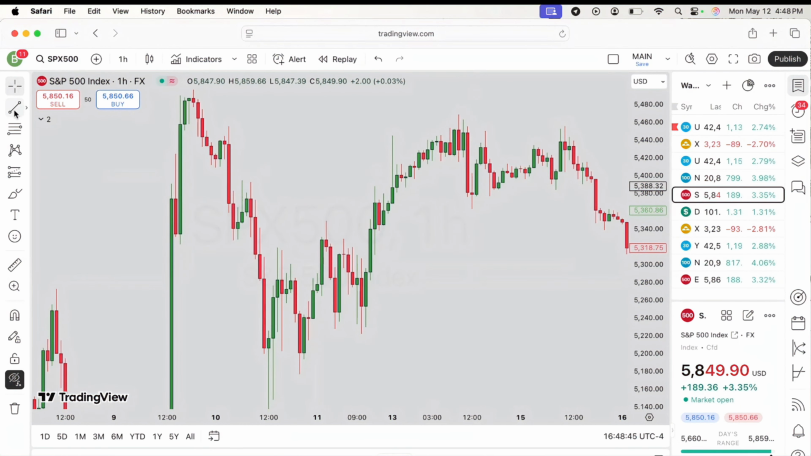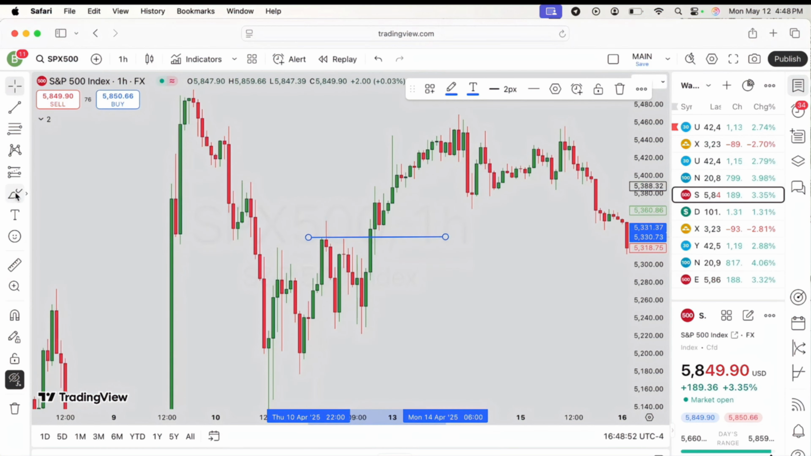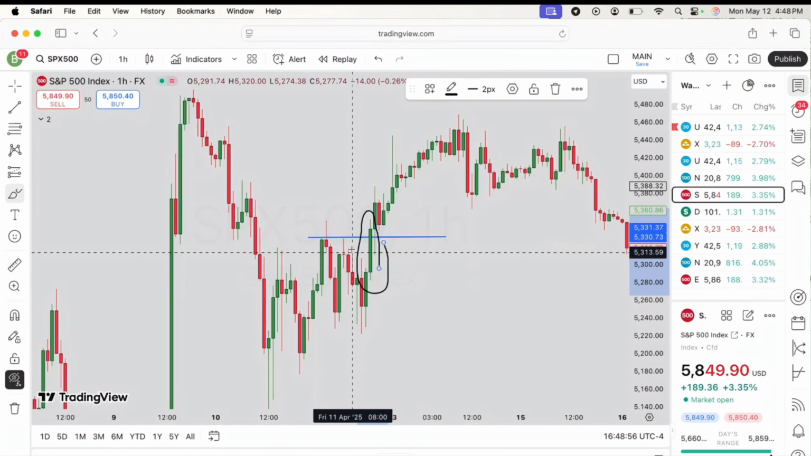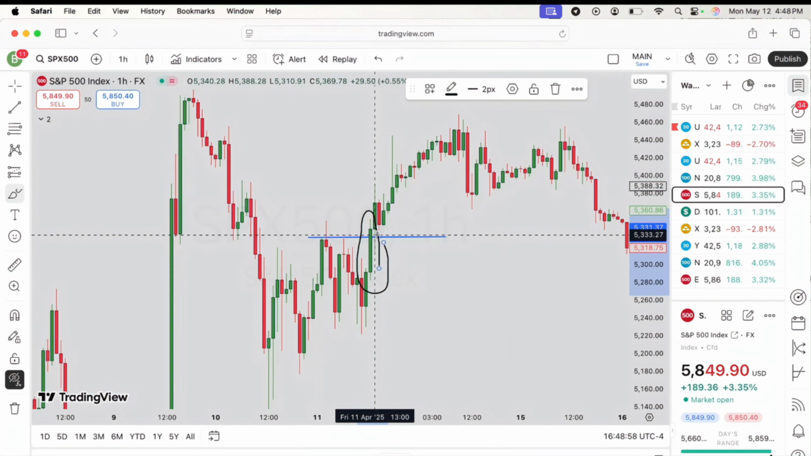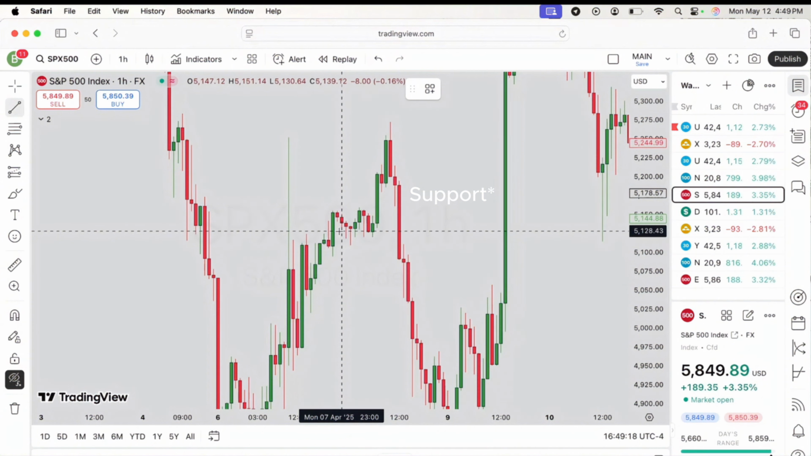Let's look at an example where resistance was broken. We had resistance formed right here. Then we had this bullish candle right here that closed above resistance. And then we got our wick, which came down to retest before a continuation up. Beautiful.